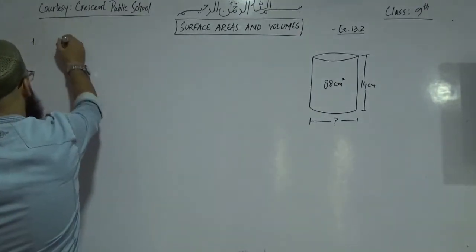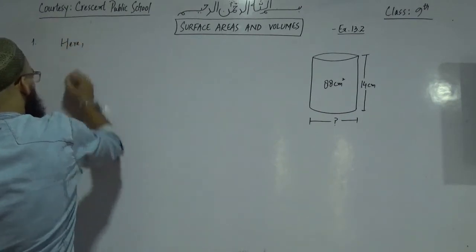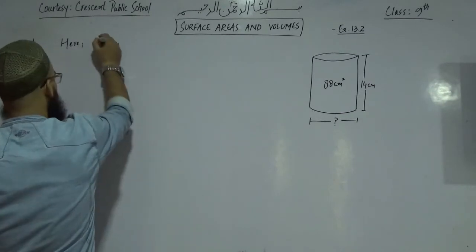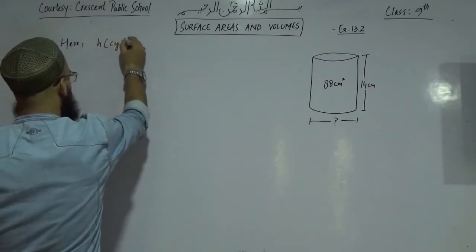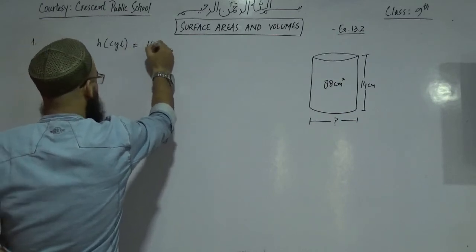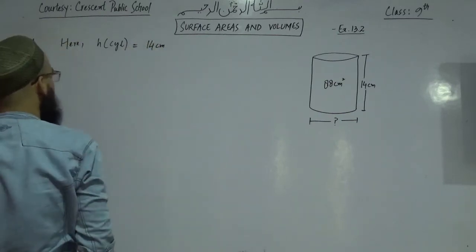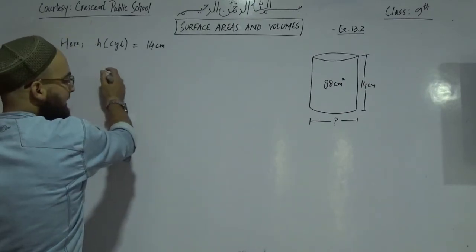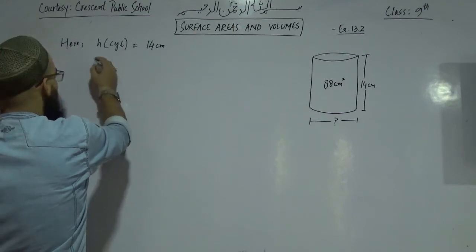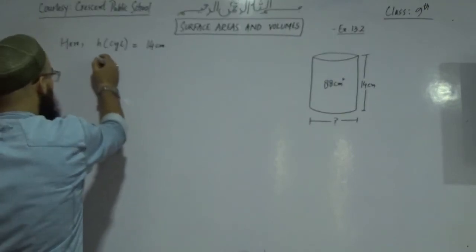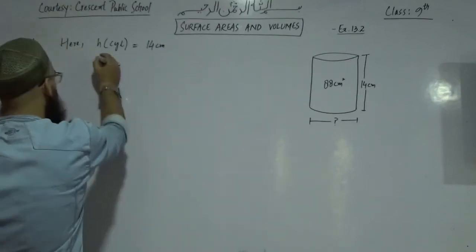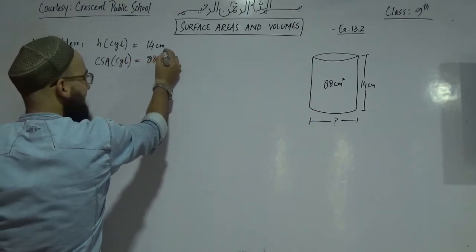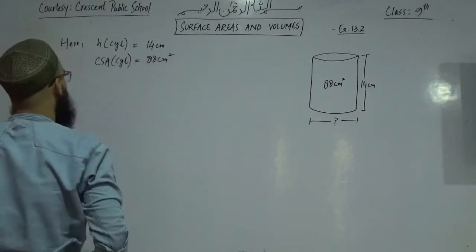You can write here, let us write what is given here. Height of cylinder is equal to 14 centimeter. Then I have surface area, curved surface area. Is it curved? Yes, it's curved surface area. CSA of cylinder is equal to 88 square centimeter.